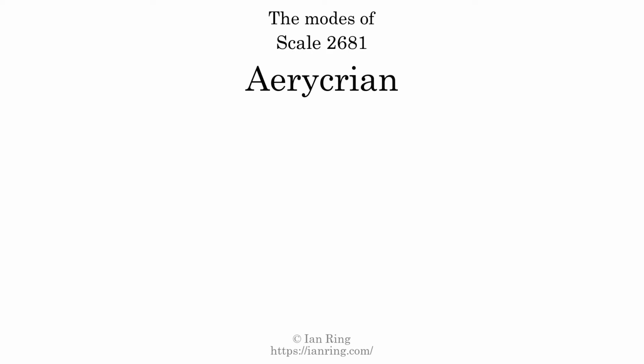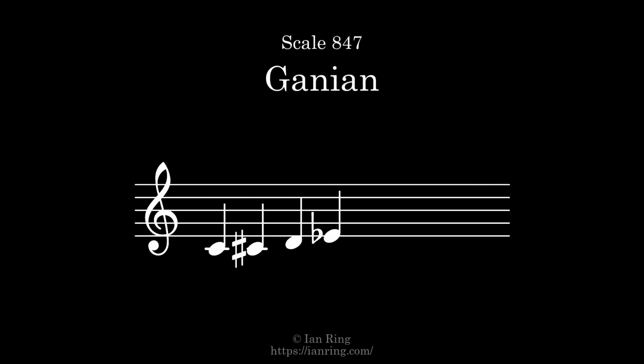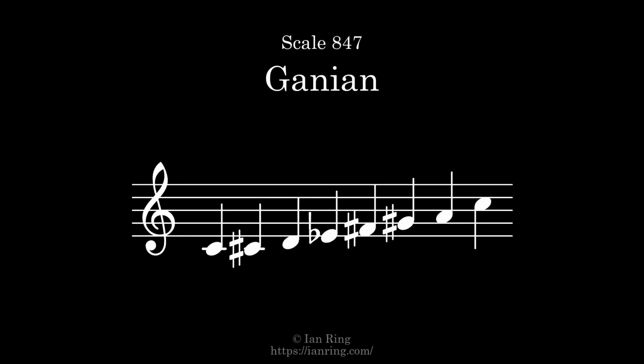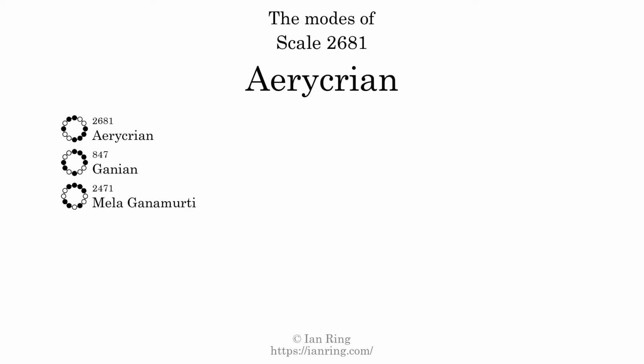This scale has 7 modes. The first mode is itself. The second mode is scale 847, also known as Gaussian. It sounds like this. The third mode is scale 2471, also known as Mila-Ganimati. It sounds like this.